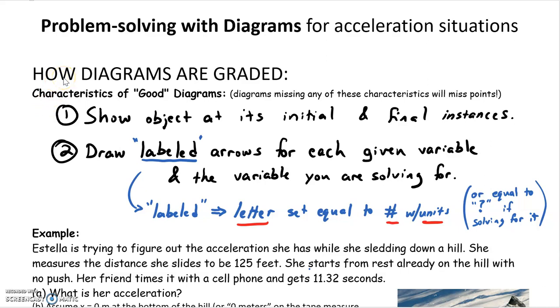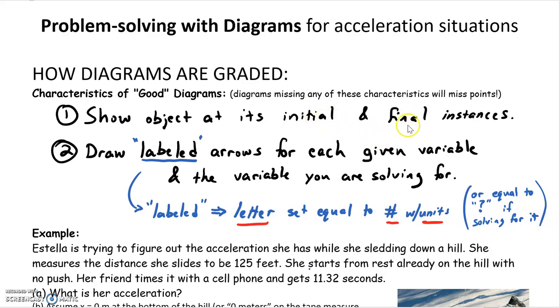So when we diagram, there are certain characteristics that make it effective, and these are the same characteristics that I'm going to grade on problems where I'm asking you to diagram, as you'll see in an example below. So the characteristics that make them effective that are required for the diagrams are to show the object at its initial and final instances. A lot of the variables we have, such as initial velocity and final velocity, are variables associated with each of those instances.